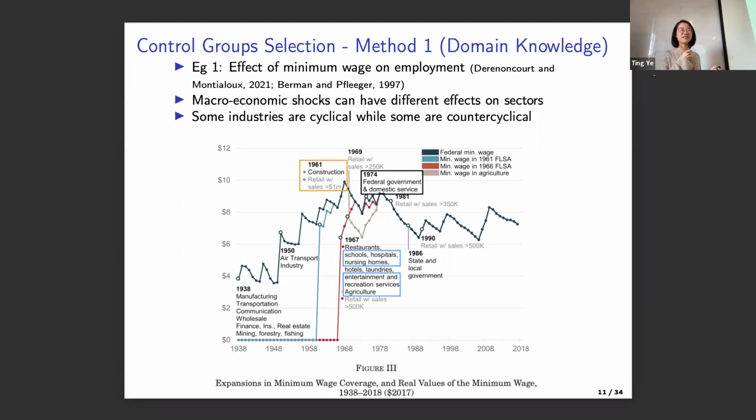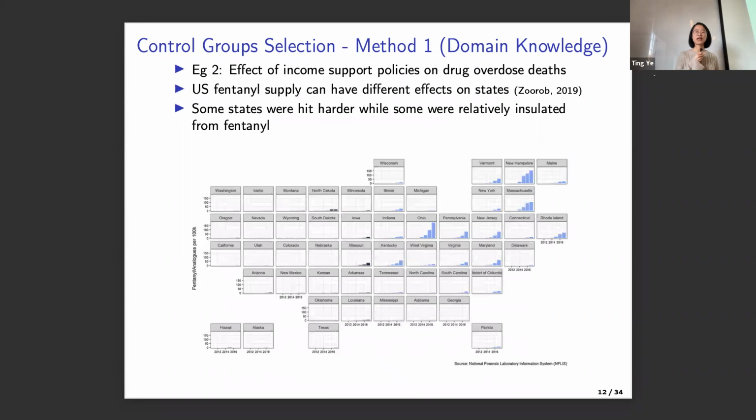Yeah, and then a second example that we have considered recently is the effect of income support programs on drug overdose death. In this case, the standard DID will try to find a control group that satisfies the parallel trends assumption relative to the treated state. However, they may not satisfy the parallel trends assumption because one major concern is that the US fentanyl supply can have differential effects on states. Some states were hit harder while some states are relatively insulated from the fentanyl.